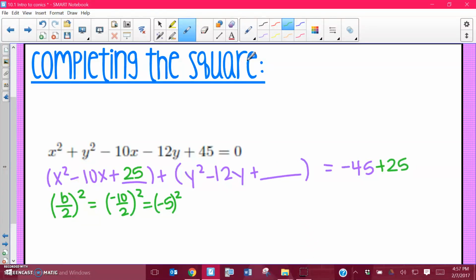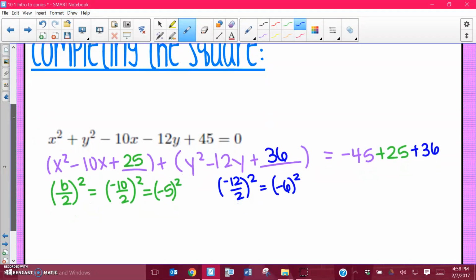Okay, so we're going to do that again for the y's. Again, you're going to take your b value, divide by 2, and square it. So that gets you negative 6 squared, which is positive 36. And again, I've got to add it to both sides in order for me to leave my equation alone.